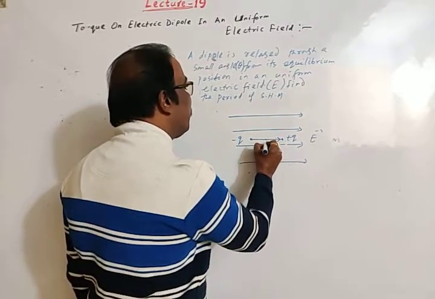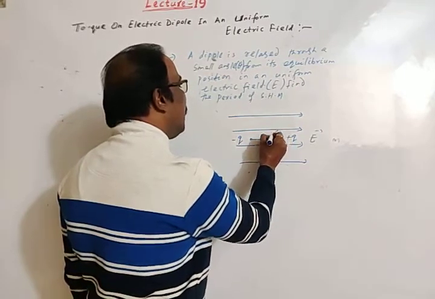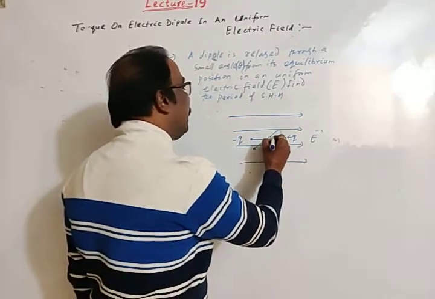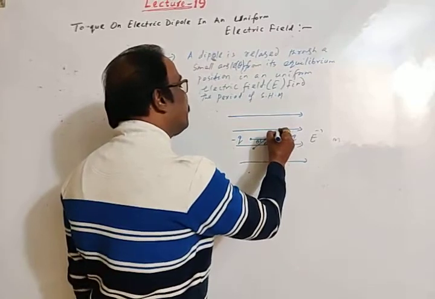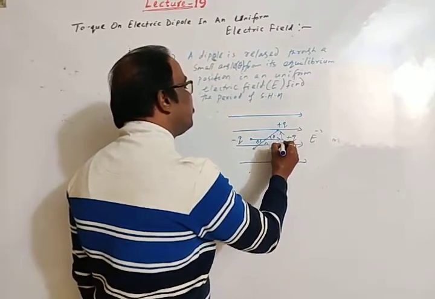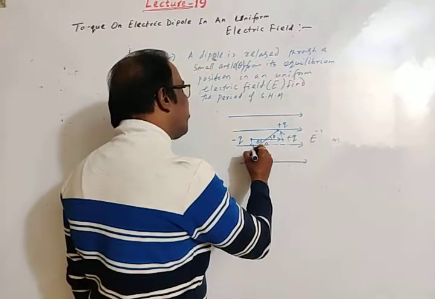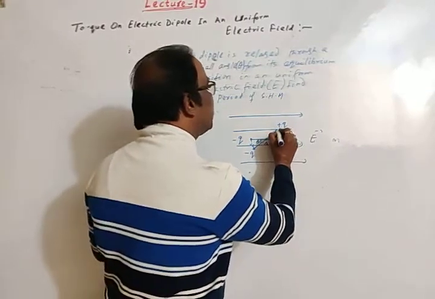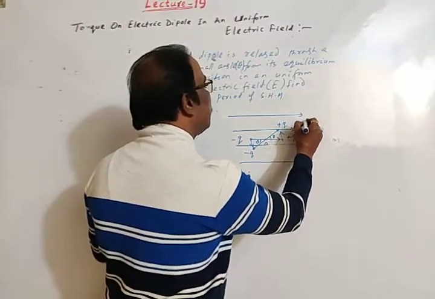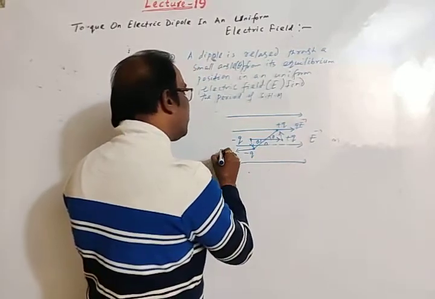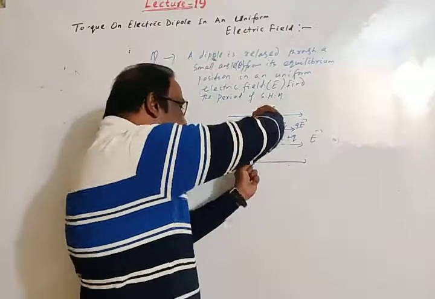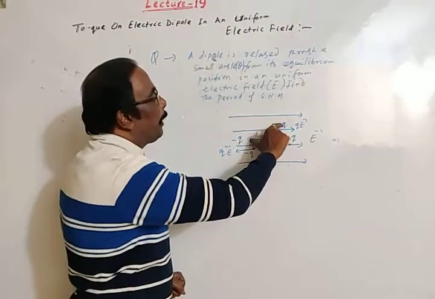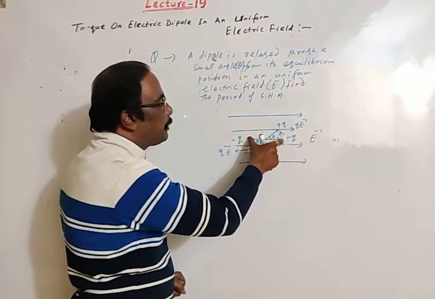Suppose this is the center of the dipole. It is tilted through a small angle theta, and plus q is brought to this position, minus q is brought to this position. Then plus q will experience a force parallel to the direction of electric field, minus q will experience a force anti-parallel to it. So it will again come back to its original position. It will rotate in clockwise order and come to its original position.